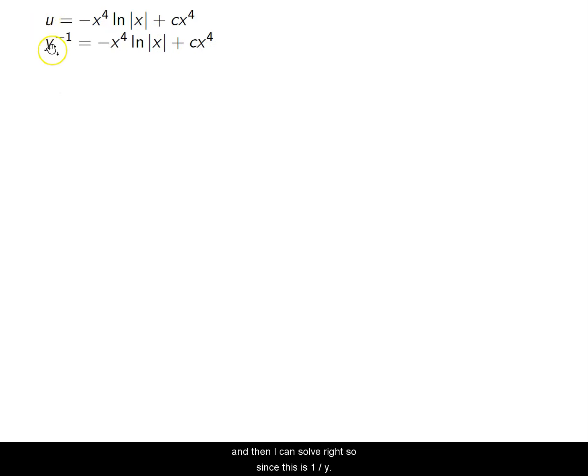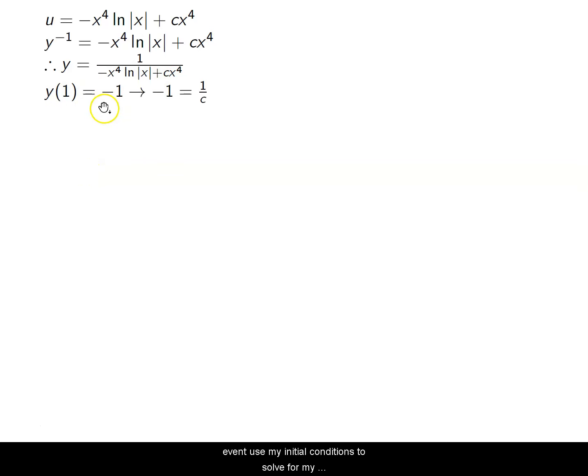So since this is 1 over y, it would be the same thing as me multiplying this times y and then dividing by this, right? So here, it's really just me flipping the reciprocal, and that's my solution. Except that I have this constant, right? So I can pull out the common x to the 4th if I wanted to. There's all kinds of things I can do here. But really, I just need to use my initial conditions to solve for my constant of integration.